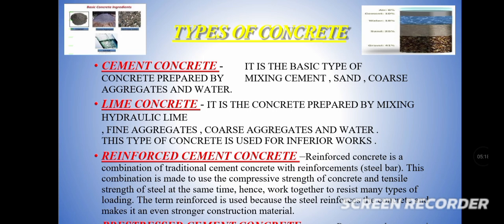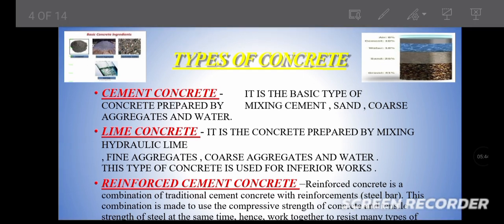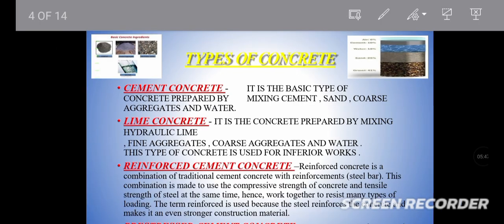There are several types of concrete. What is the parameter for differentiating the types of concrete? It is nothing but the composition. Composition is the main parameter for the types of concrete. So what is cement concrete? Cement concrete is the basic type of concrete prepared by mixing cement, sand, coarse aggregates and water.